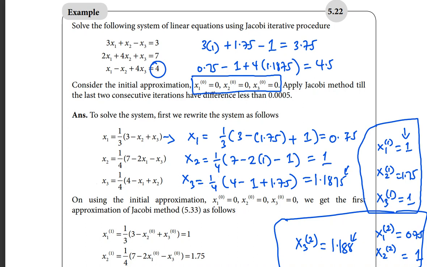That means that we are still not close to the value that will actually satisfy the equations perfectly. So we will continue iterating to get a value that will actually satisfy the equations. You can be given a limit, where you iterate up to a point where you have x1 to be this, x2 to be this, and x3 to be this. With this question, it says that we should apply the Jacobi method till the last two consecutive iterations have a difference less than 0.005.